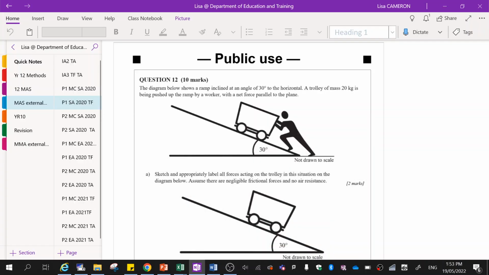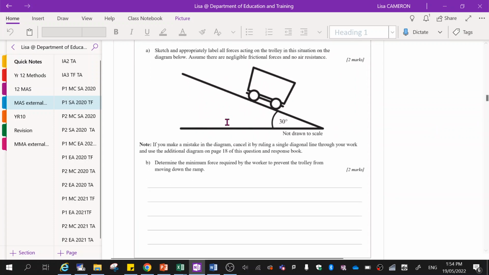Okay, so question 11. The ramp's inclined at 30 degrees to the horizontal. The trolley has a mass of 20 kilos and it's being pushed up the ramp by a force with a net force parallel to the plane. So first thing we're going to do is scroll down to see the rest of the question. Sketch and appropriately label all of the forces acting on the trolley in this situation in the diagram below.